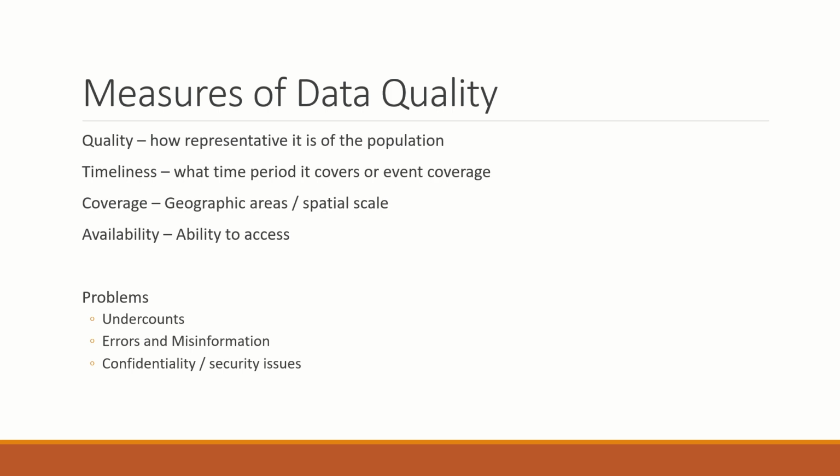And also, as a researcher, one of the things we run into quite a bit, and it can be a bit frustrating at times, is what is available. And sometimes you have data and it's not accessible. Sometimes you just don't have it. Researchers then are tasked with coming up with their own individualized data sets. There are many problems with data. There are often undercounts. There are often errors and misinformation embedded in the data. And then there are other issues that have to do with confidentiality and privacy and security.